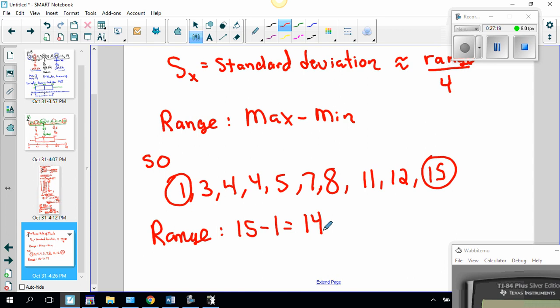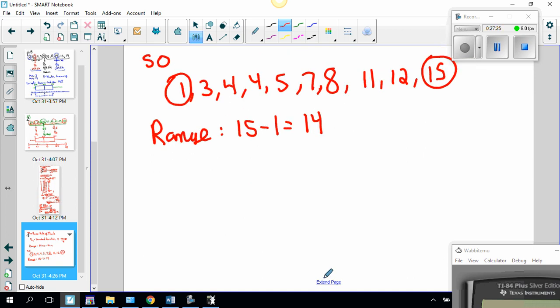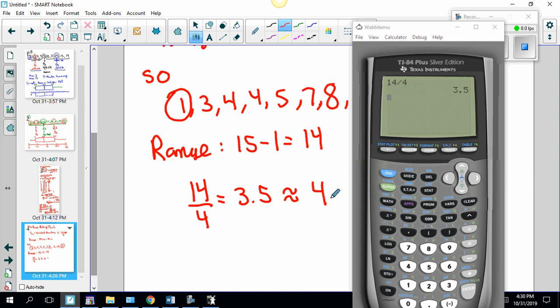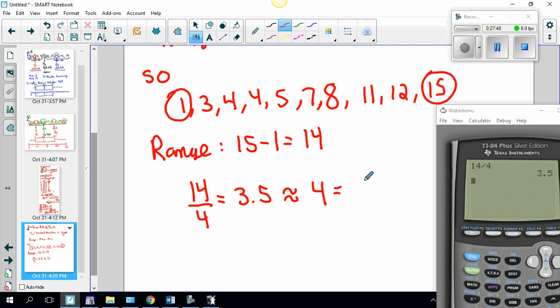They say that the standard deviation of my data should be approximately equal to the range divided by 4. So range divided by 4, 14 divided by 4, 3.5, is approximately equal to the standard deviation, which I got to be 4. Just some fact that somebody came up with that they should be approximately equal.